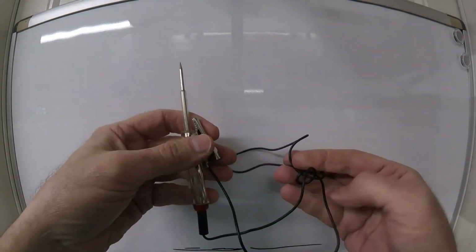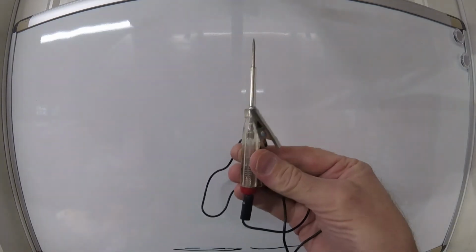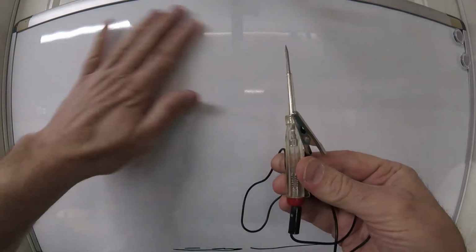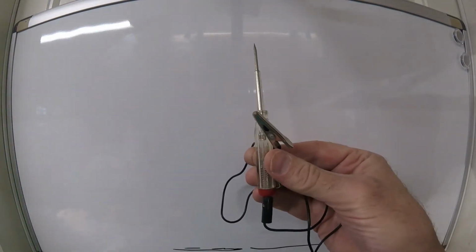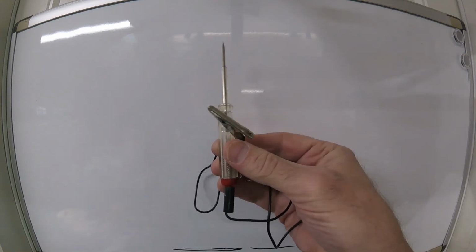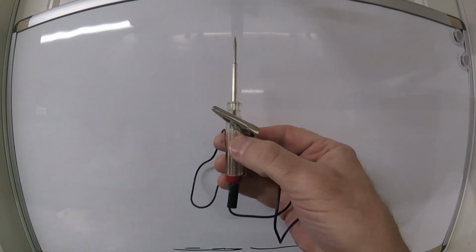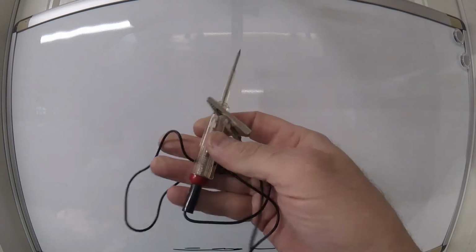These things work great. They're very, very inexpensive. They're easy to find. You can get them at Lowe's, Home Depot, AutoZone, Advance, O'Reilly's, whatever. They're all over the place, even Harbor Freight.